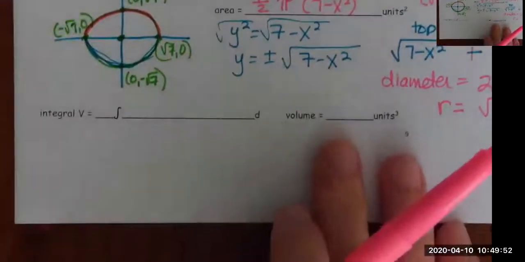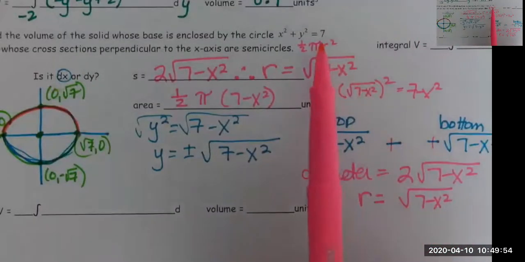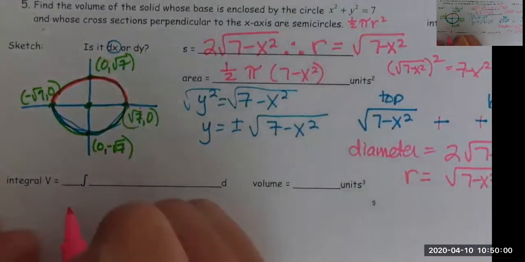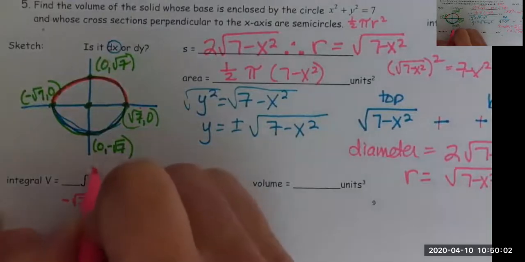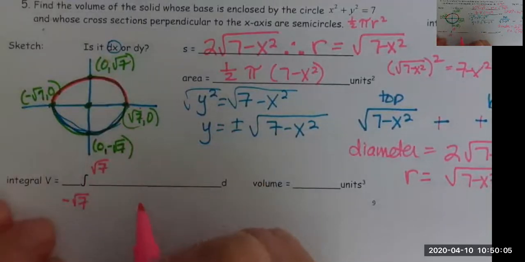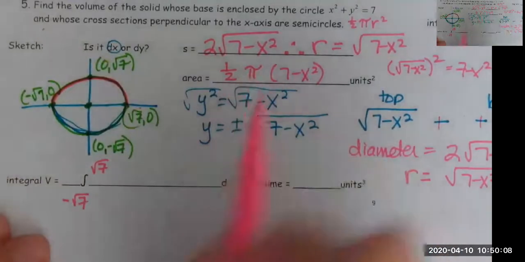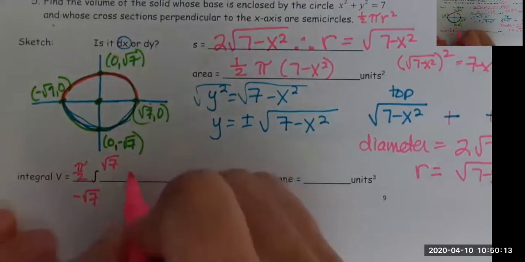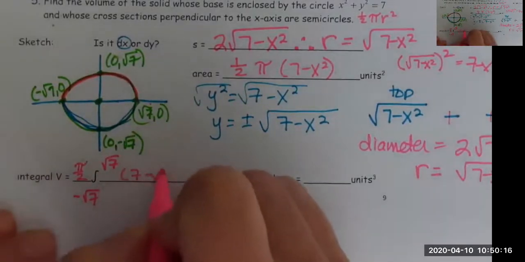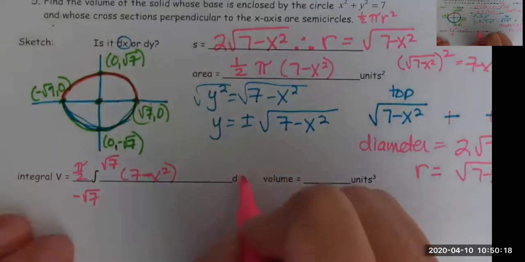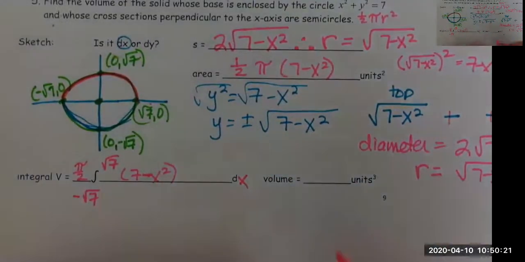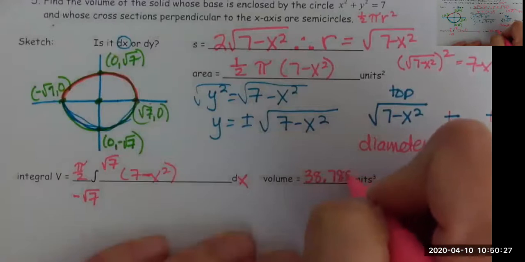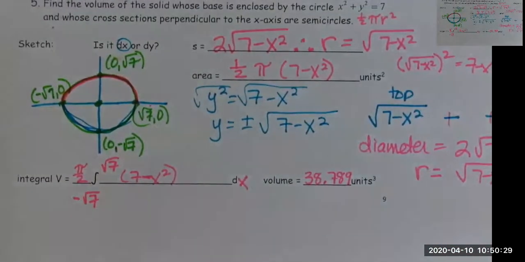So now we're going to integrate, and of course, it's easy to know where you're going because we put these points on. That makes it easy. We're going to go from negative square root of 7 to the square root of 7, and it's going to be pi, 1/2 pi is pi over 2, r squared, right? And r squared is 7 minus x squared dx. So take a second, type that in, and you get 38.789.